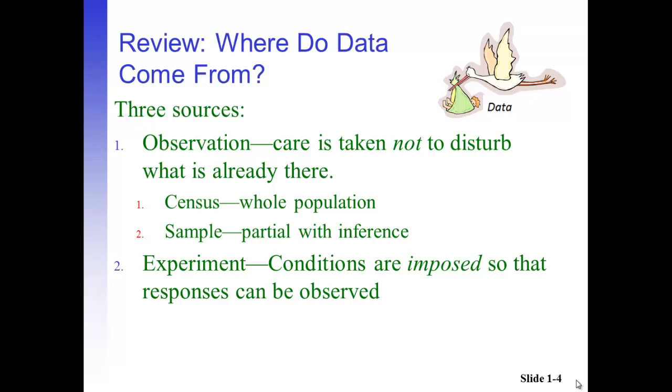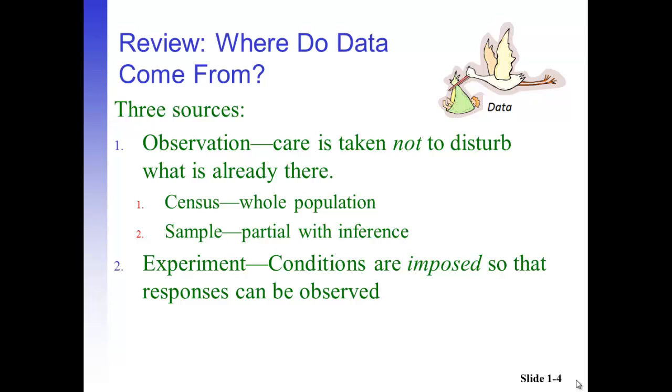There are basically three sources. Data can come from observational studies. Those studies can be either a census, where we look at the whole population, or it can be a sample where we look at part of the population and make inferences about what the rest of the population is like. We've talked about sampling procedures in the previous lesson.